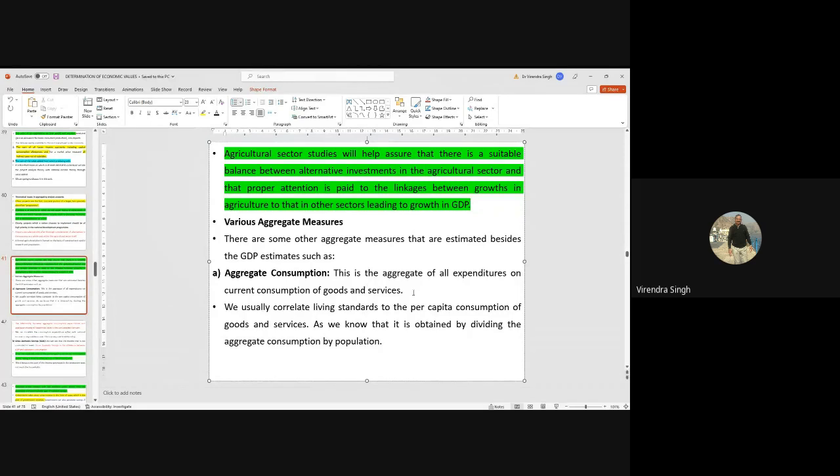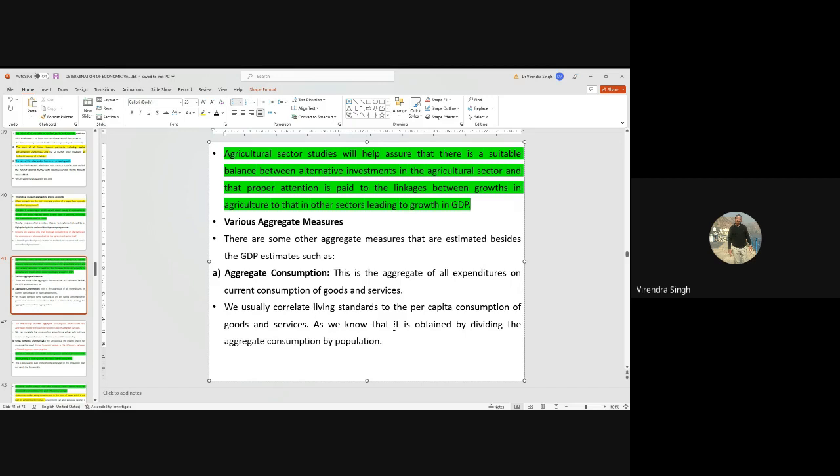This is the aggregate of all expenditures on current consumption of goods and services. We usually correlate standard of living to the per capita consumption of goods and services. So, consumption of goods and services per unit time reflects the standard of living of any section of the society or the society as a whole.